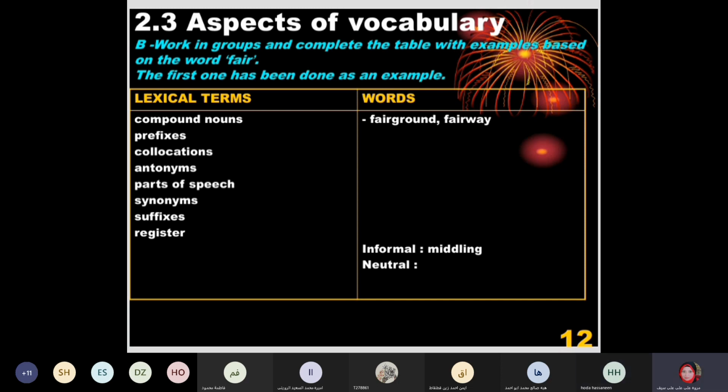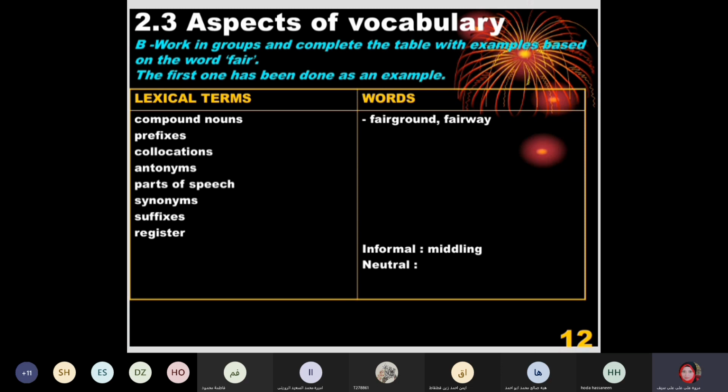Actually, we have three main categories of register inside our classrooms: the formal, the informal, and the neutral. The formal is the words that we use in formal situations, at school, at work, hospitals, etc. In informal register, we use informal words, an informal style of language, like when I'm talking to my friend or my family, just having fun and saying informal words in a friendly way.